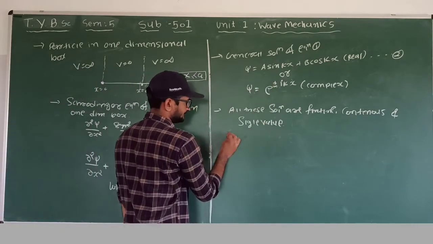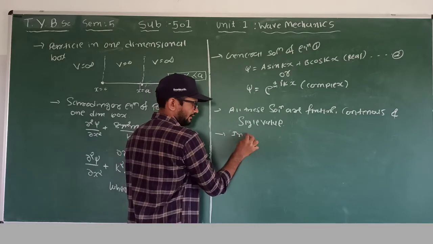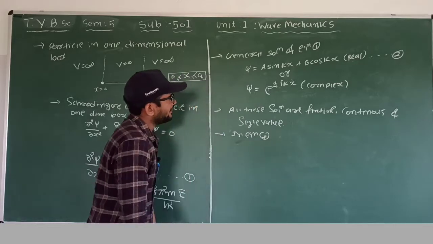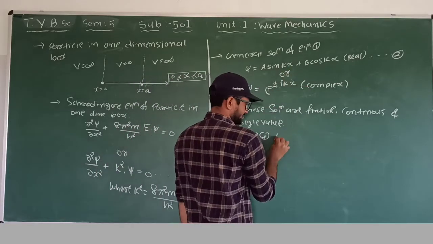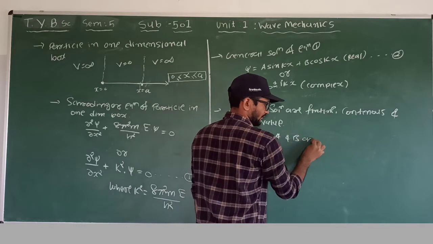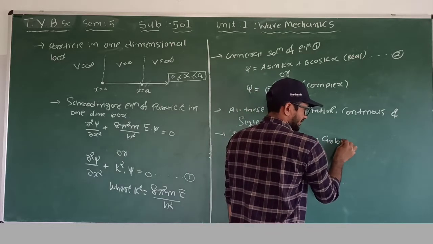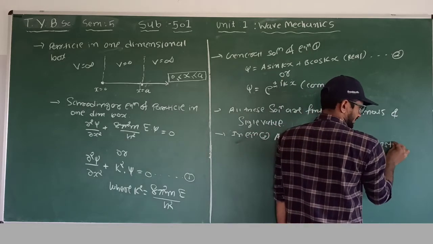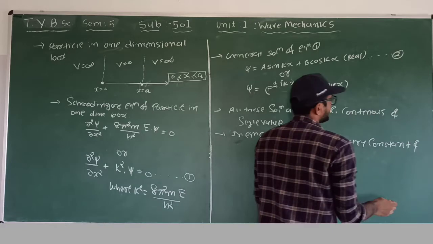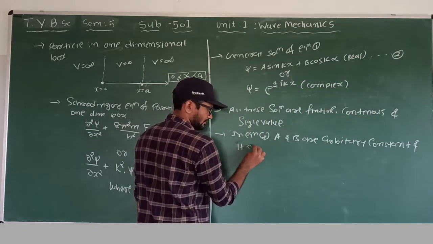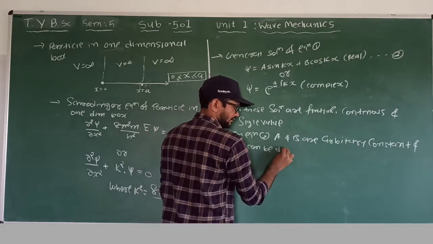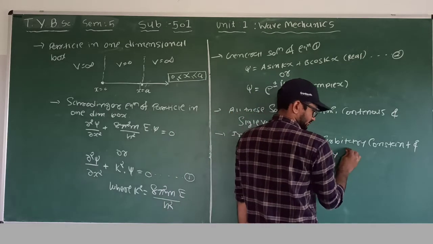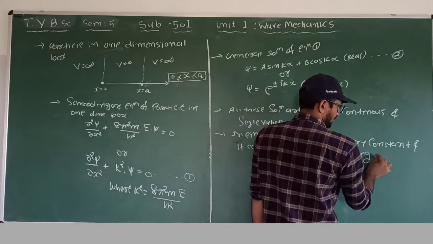Here in equation number 2, capital A and capital B are arbitrary constants, and they can be determined by using boundary conditions.